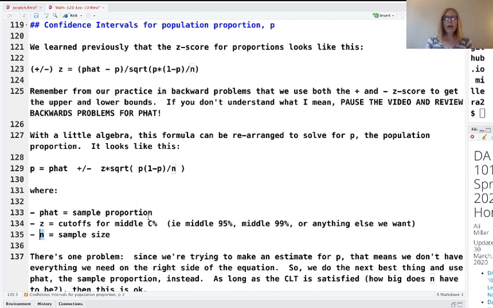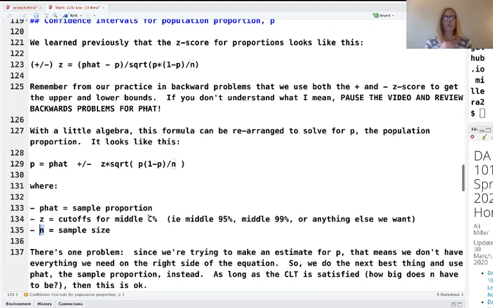There is one little issue, though. The reason that we're doing this is because we don't know what the population parameter is. Think, we are trying to estimate p. So because of that, and I'm talking about this little problem right here.